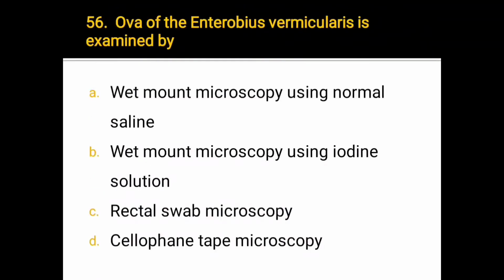Ova of Enterobius vermicularis is examined by: A. Wet mount microscopy using normal saline, B. Wet mount microscopy using iodine solution, C. Rectal swab microscopy, D. Cellophane tape microscopy. Correct answer: C. Rectal swab microscopy.